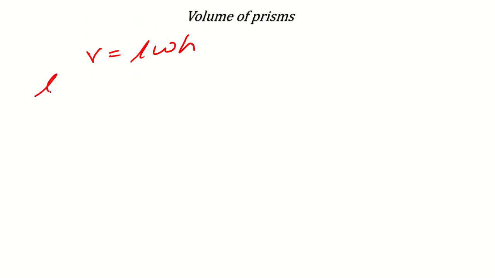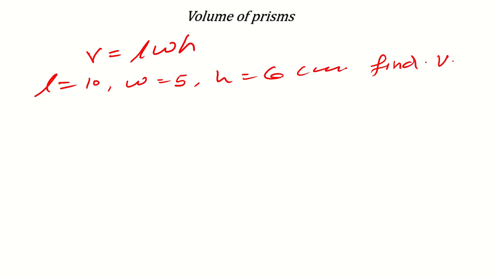Maybe they will say length is equal to 10, width is equal to 5, and h is equal to 6 centimeter. Find volume. So what you will do? Volume is equal to 10 multiplied by 5 multiplied by 6. So 6 5s are 30, and 30 multiplied by 10 means 300 centimeter cube. Like that you can solve.